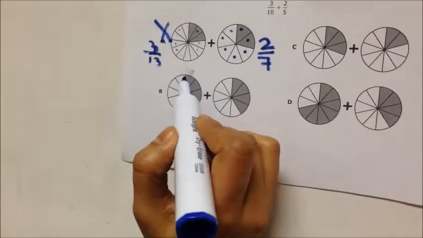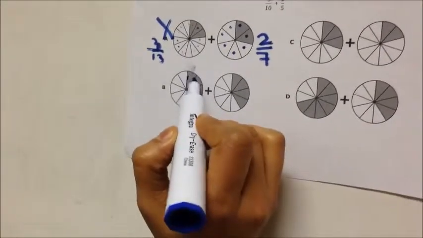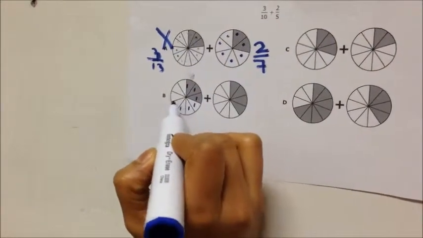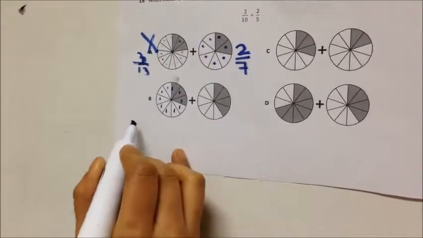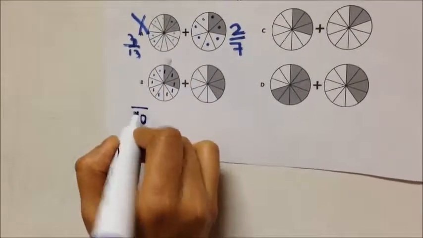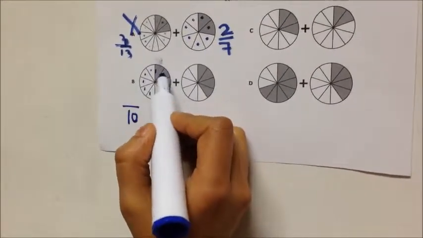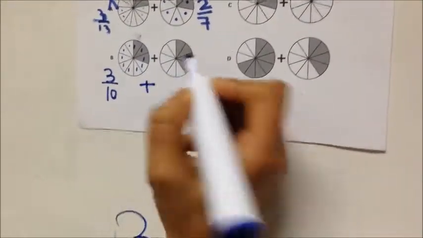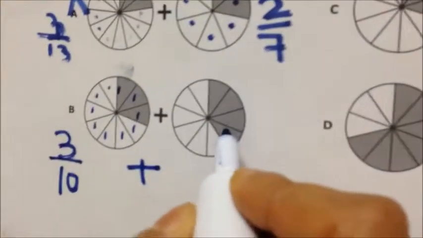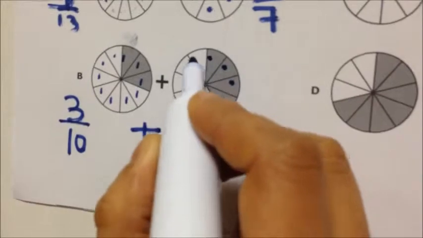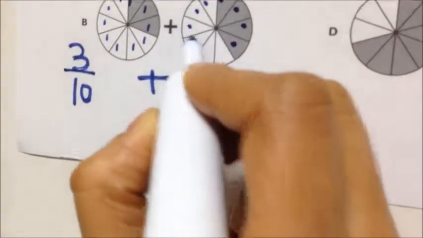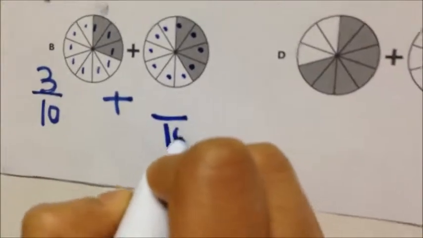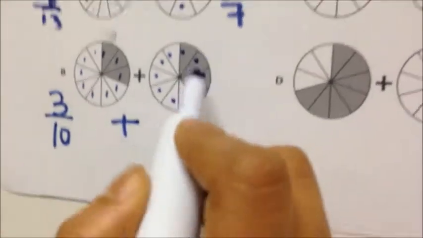So option B is, let's count how many parts the circle is divided into. 1, 2, 3, 4, 5, 6, 7, 8, 9, and 10. So our denominator for the first circle is 10. And how many parts are shaded here? 1, 2, and 3. So the numerator is 3. So plus, and look at this circle. 1, 2, 3, 4, 5, 6, 7, 8, 9, and 10. The denominator is 10. How many parts are shaded here? 1, 2, 3, and 4.